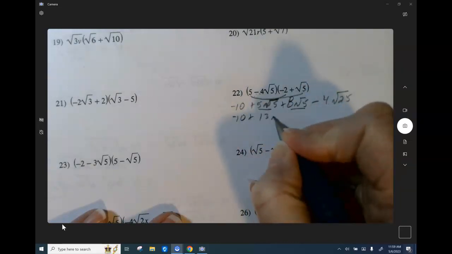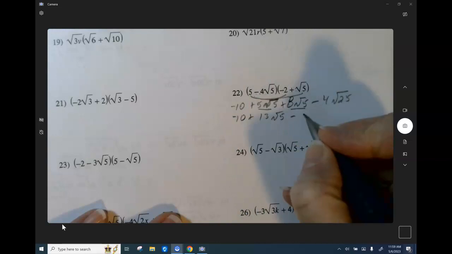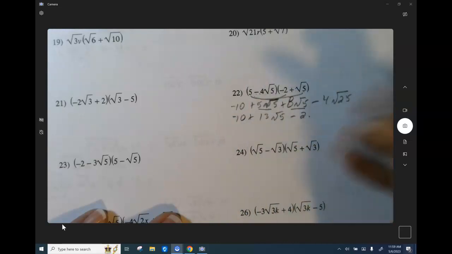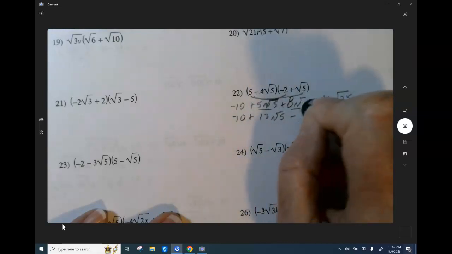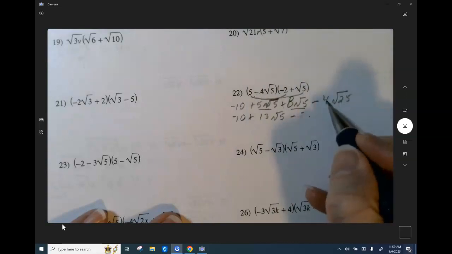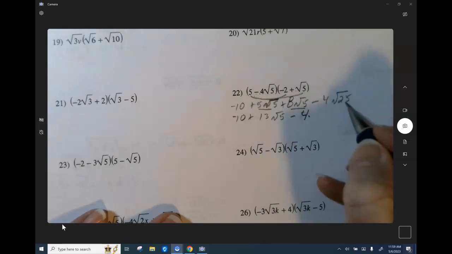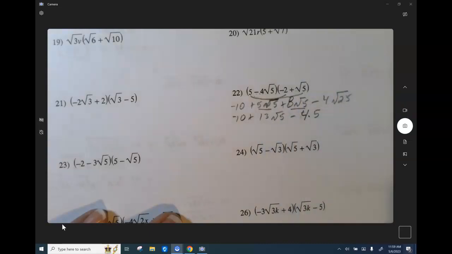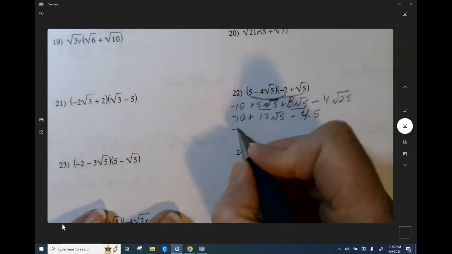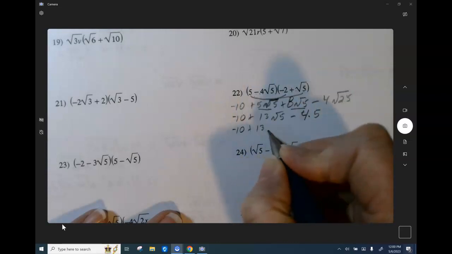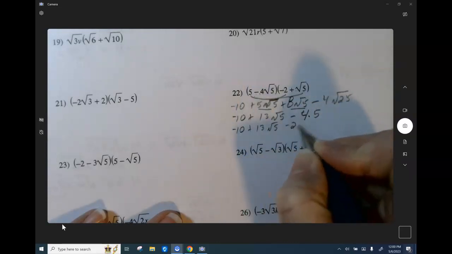So I have 13 square root 5 minus 2 times, what's the square root? Oops, don't make that mistake. 4 is not under a radical. I can't take the square root of it. It's just 4. Then I can take the square root of 25, though, and get 5. So I have negative 10 plus 13 square root 5 minus 20.